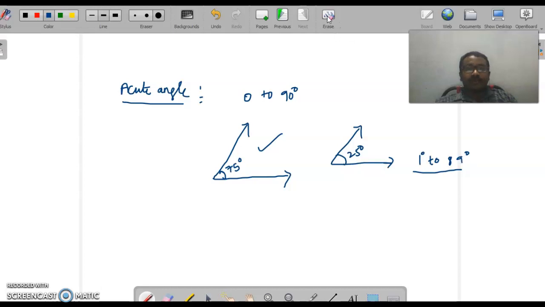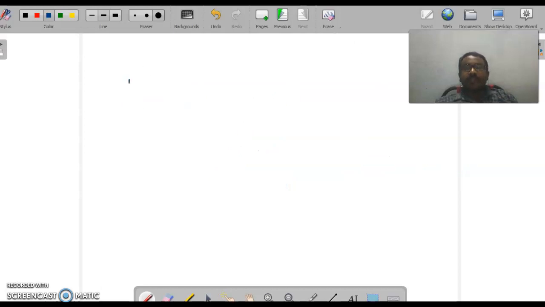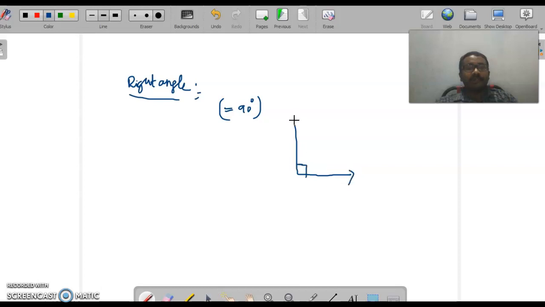Now the next one is called the right angle. What is the meaning of a right angle? An angle which measures exactly 90 degrees. Such an angle we call a right angle. For the right angle we use a special symbol. This is about exactly 90 degrees. We cannot take less than 90 or greater than 90. Exactly 90 degrees. Such angles we name as right angles.